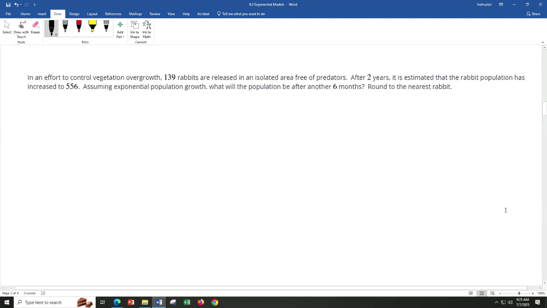Notice this one. In an effort to control vegetation overgrowth, 139 rabbits were released in an isolated area free of predators. After 2 years, it is estimated that the rabbit population has increased to 556. Assuming exponential population growth, what will the population be after another 6 months?